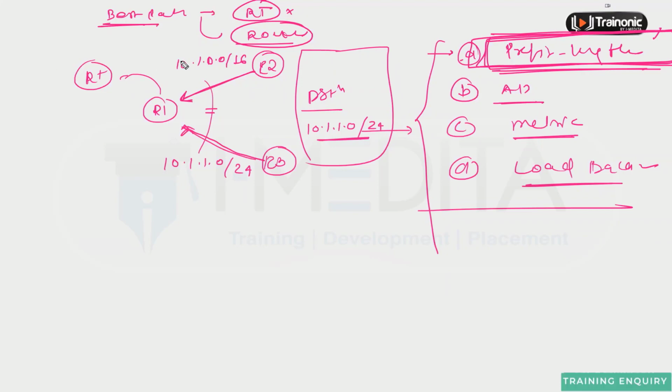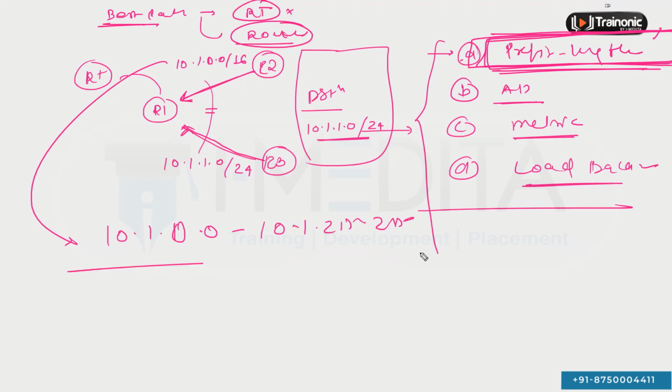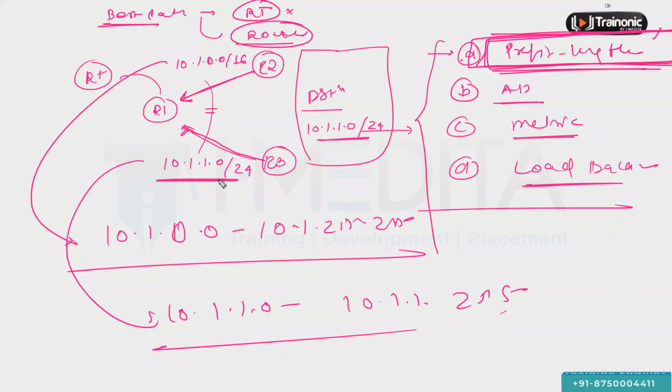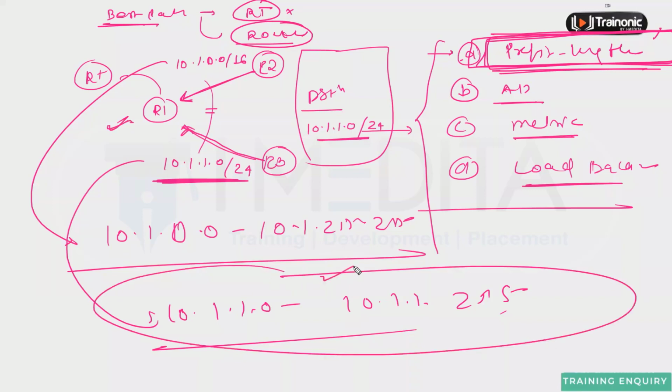Think about it. This represents a different range. This represents this range. If you know subnetting, this represents a different range. If the router installs only this route in the routing table, the router will only be able to reach these destinations.